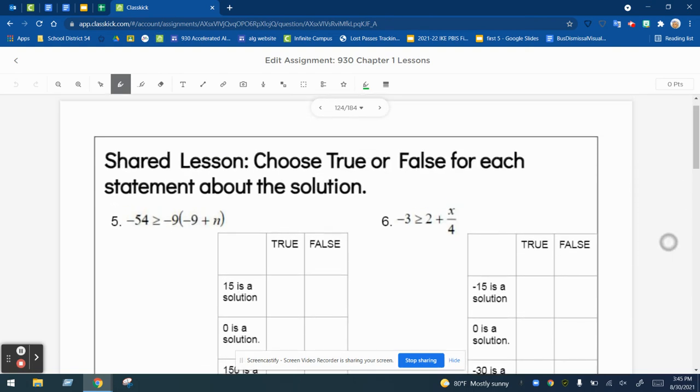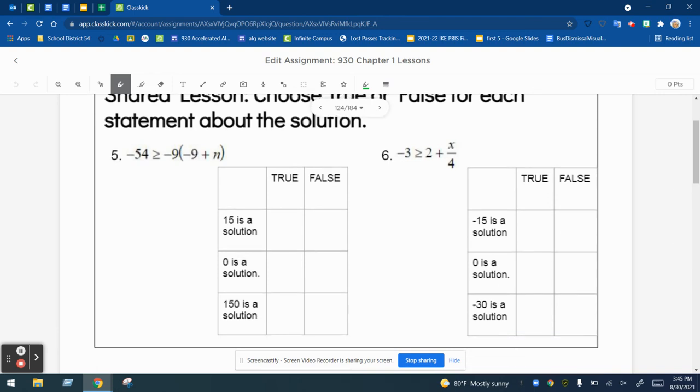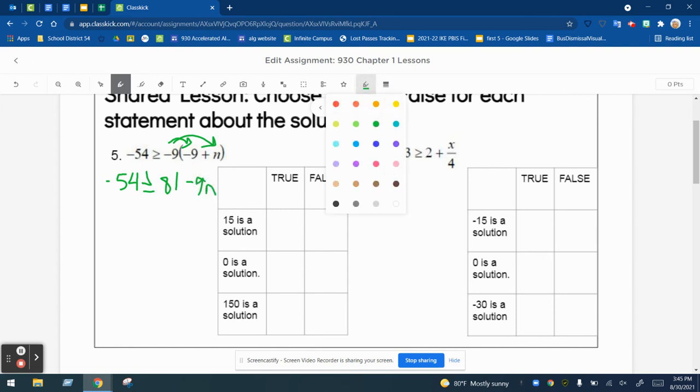Okay. It says to choose true or false for each statement about the solution. So I can't really answer if any of these are solutions without solving, so let's do that first. I'll have negative 54 is greater than or equal to negative 9 times negative 9, which is going to become positive 81, and negative 9 times n, so we have minus 9n. Okay, we're going to have to move things around. We want to get our variable alone, so let's go ahead and subtract 81.